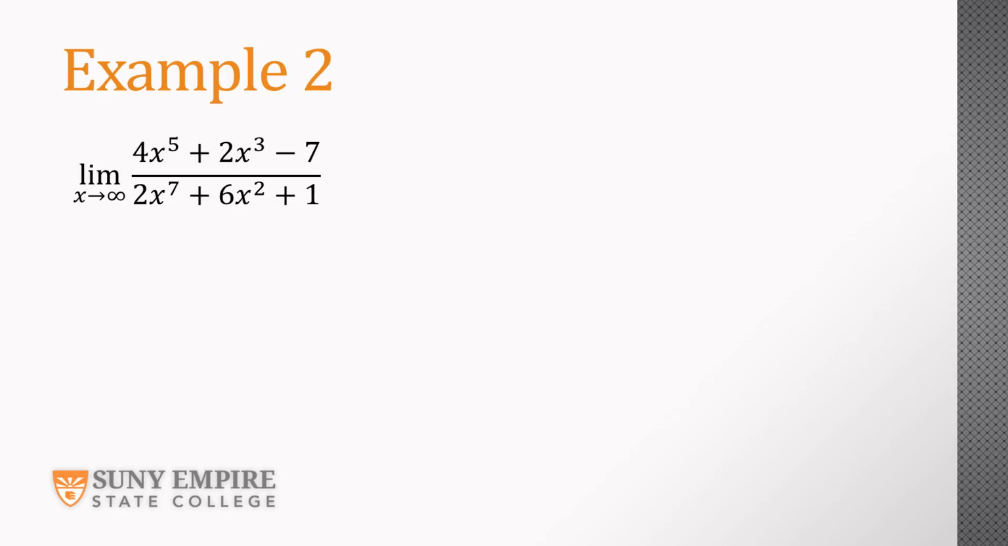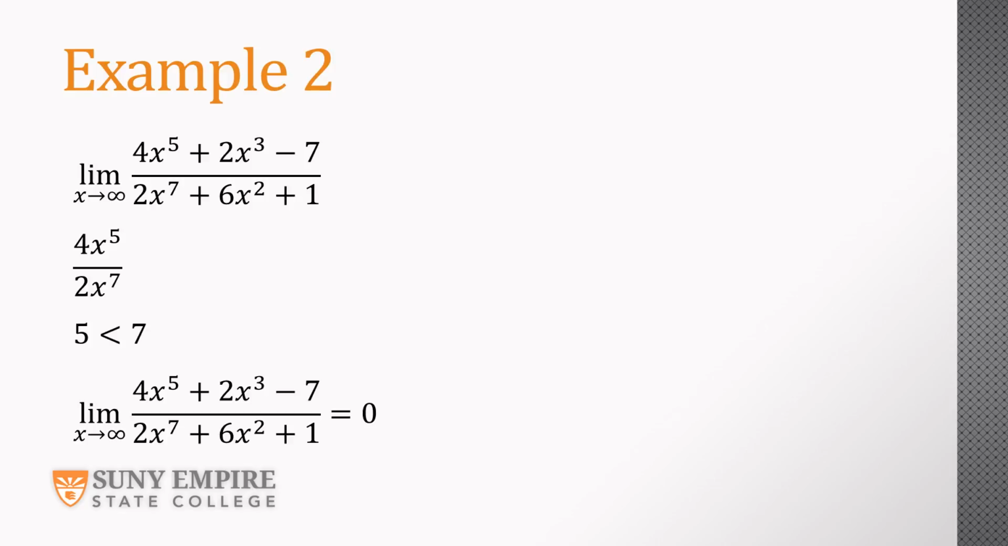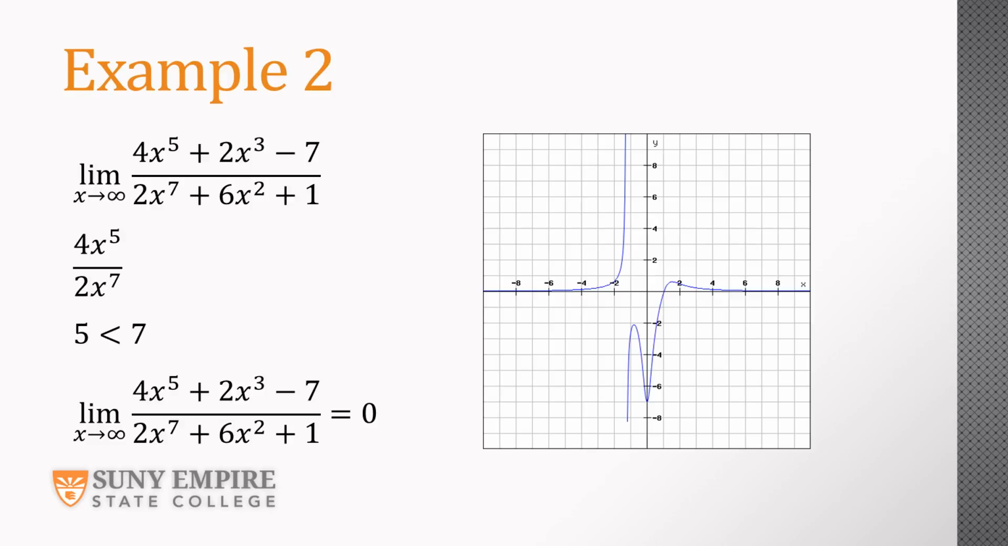What if we want to find the limit as x approaches infinity for the quantity 4x to the 5th plus 2x to the 3rd minus 7 divided by the quantity 2x to the 7th plus 6x squared plus 1? Focusing on the leading terms, we have 4x to the 5th over 2x raised to the 7th power. 5 is less than 7, so the limit is equal to 0. Looking at the graph, the ends of the graph move close to the x-axis.